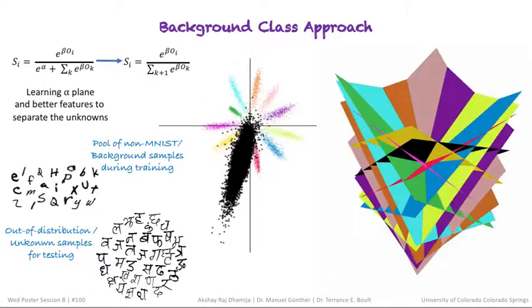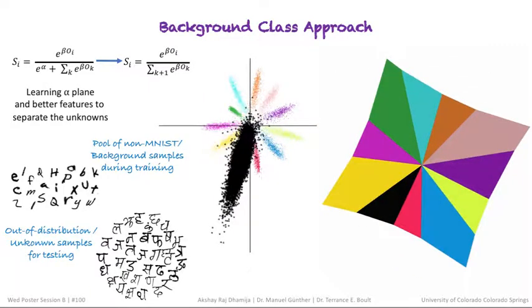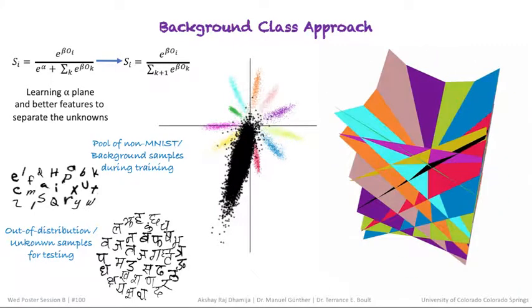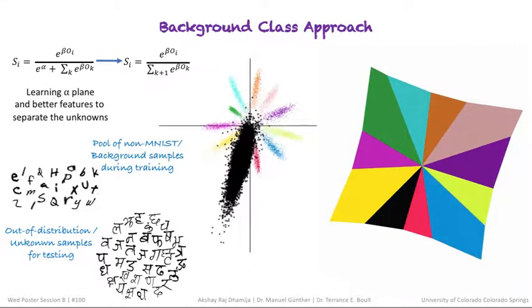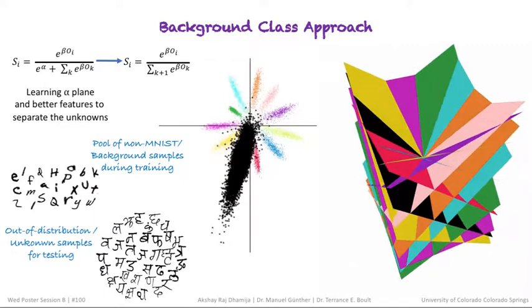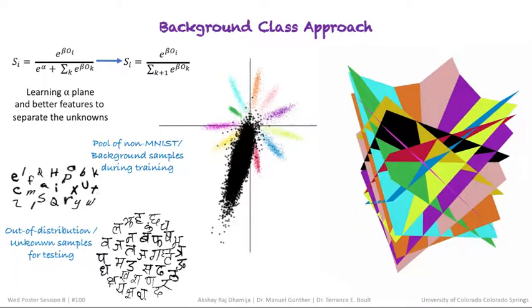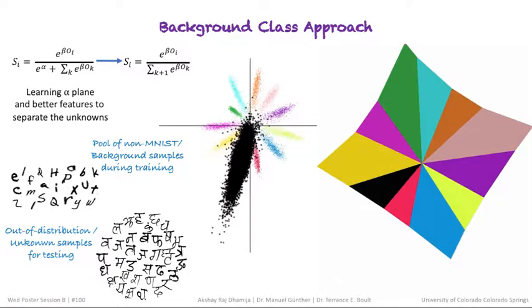The idea of an additional fixed activation subsequently evolved into the background class approach. Here, the training data for the network includes a small pool of non-MNIST or background samples, which in this case are the Roman letters. This enables the network to provide a different activation for the background class for every out-of-distribution sample.